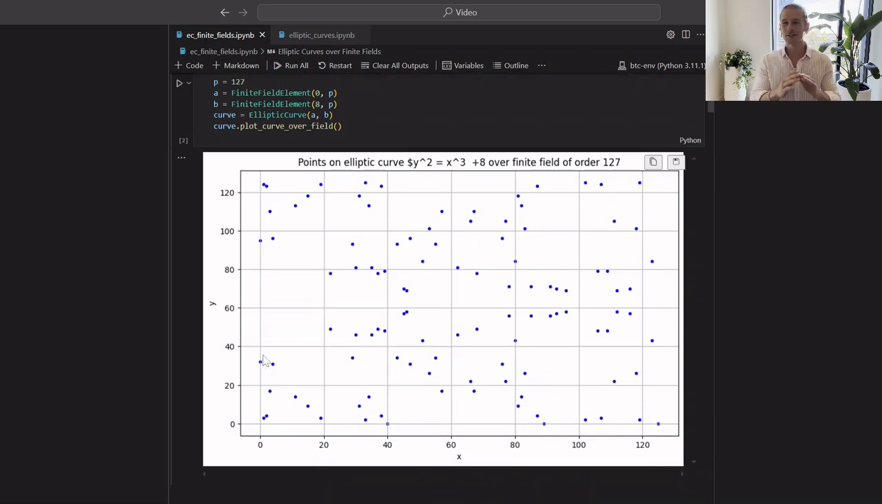Now, this looks completely different to the visualization of the elliptic curves over real numbers that we saw. As you can see, this is just a scatter plot, meaning they're just some blue dots on this plot, but there's no curve. So how is this an elliptic curve? We don't have the smooth graph anymore, the continuous graph that we had for elliptic curves over real numbers. That's the first thing to note.